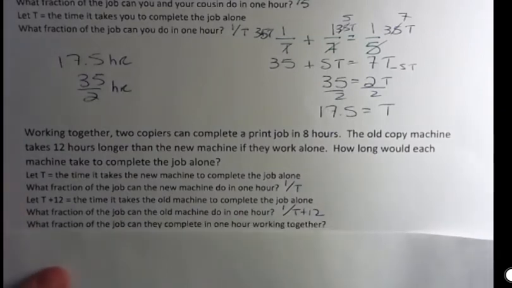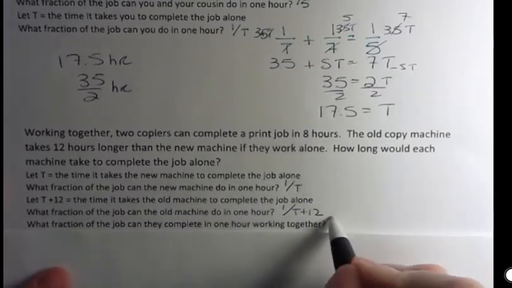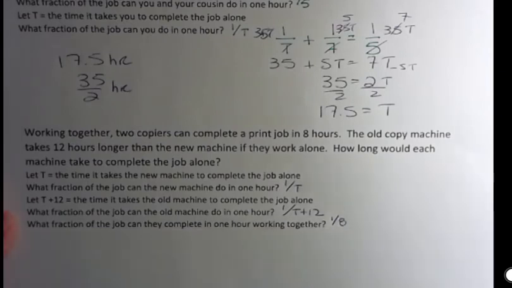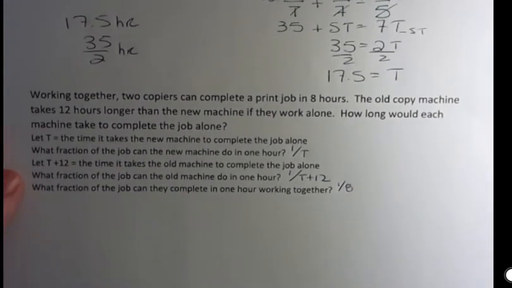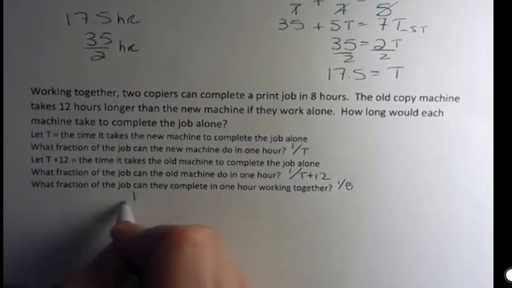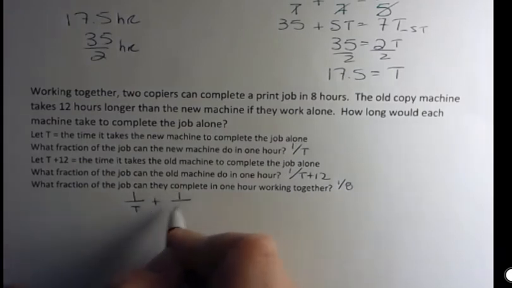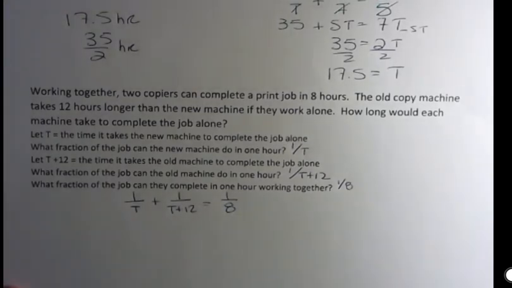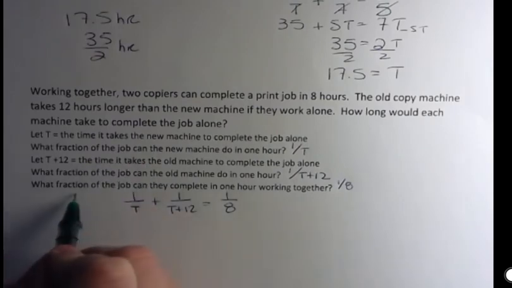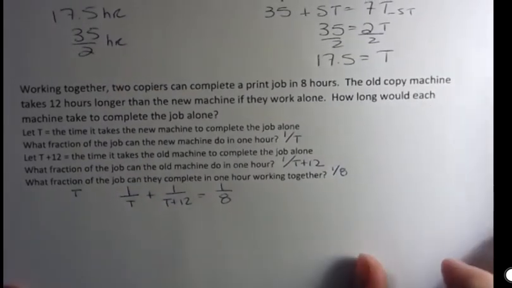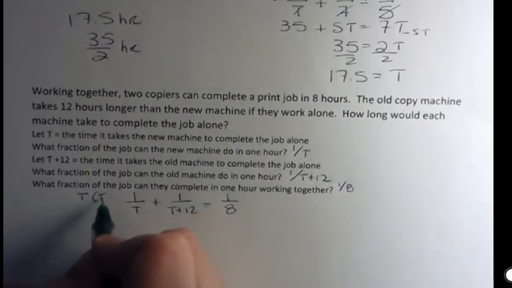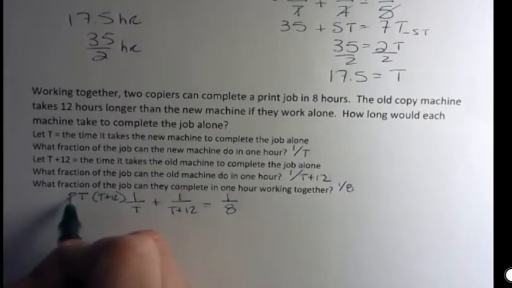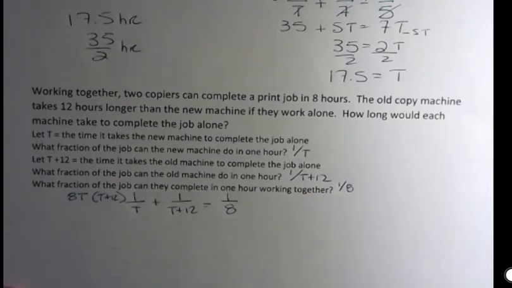What fraction of the job can they complete in 1 hour working together? Well, we were told it takes 8 hours, so we know that's 1 over 8. So our equation for this one is going to be 1 over t plus 1 over t plus 12 equals 1 over 8. And so we have to multiply again by the LCD. The LCD here is t, t plus 12, and the 8. So we're multiplying everything by 8t times t plus 12.